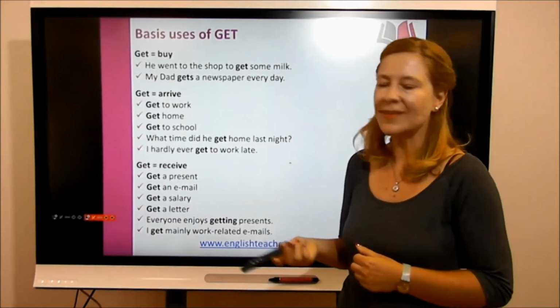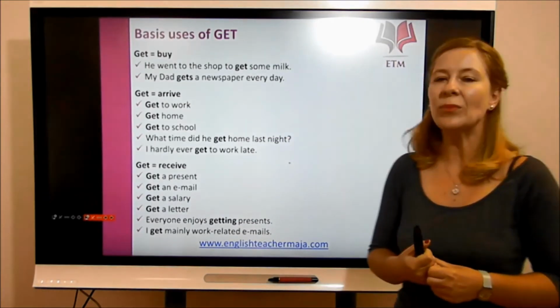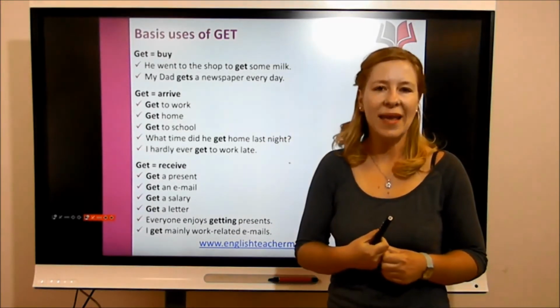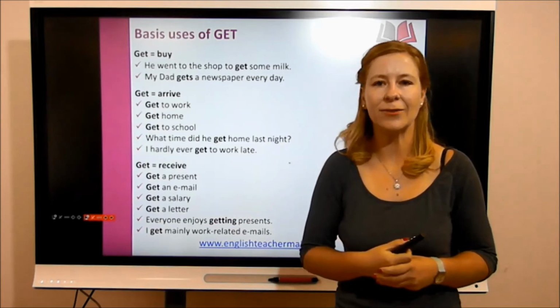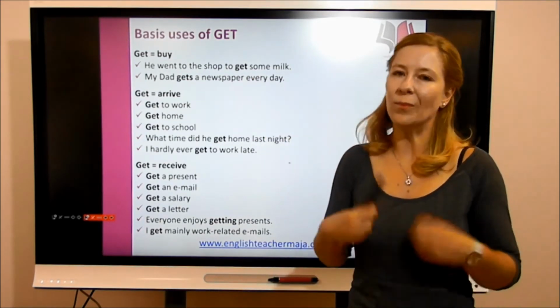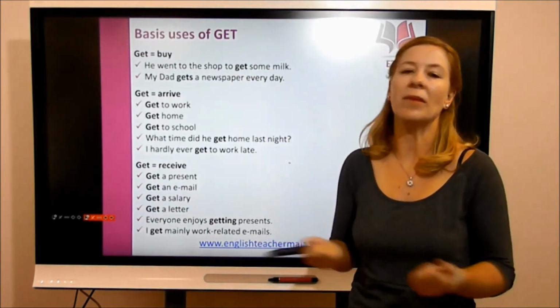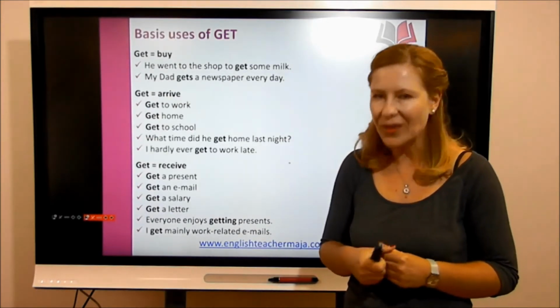Example sentences. He went to the shop to get some milk. My dad gets a newspaper every day. So you could say he went to the shop to buy some milk or to get some milk. Both sentences are perfectly fine.